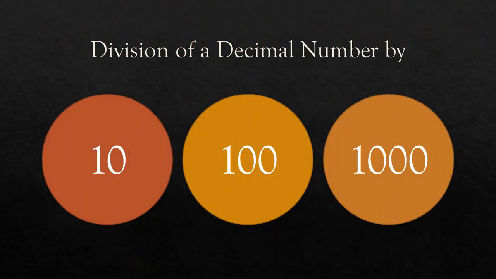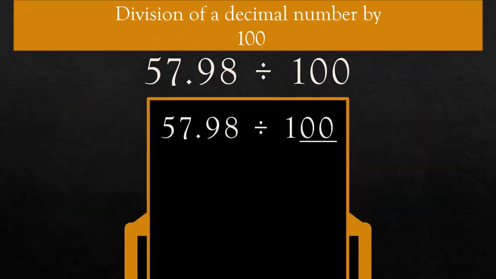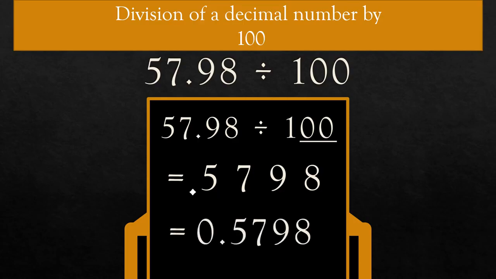Let us study division of a decimal number by 100. For example, 57.98 divided by 100. See, in divisor 100, we have 2 zeros. So the decimal point shifts 2 places to the left. So count 1, 2 and place the decimal. So the answer is 0.5798.